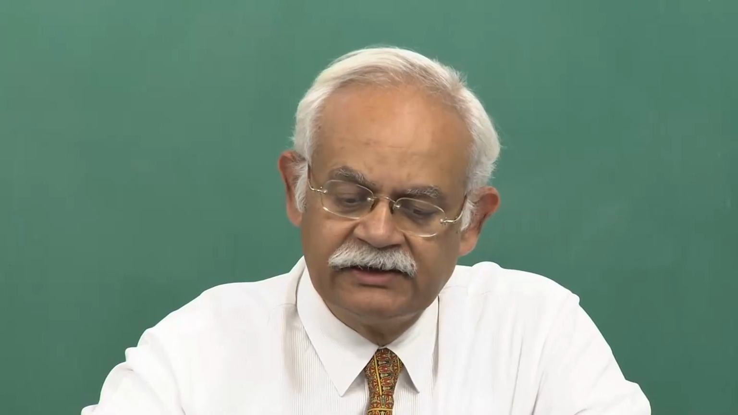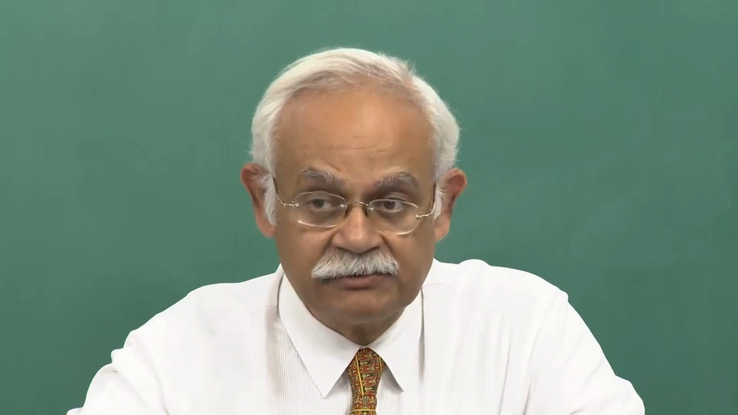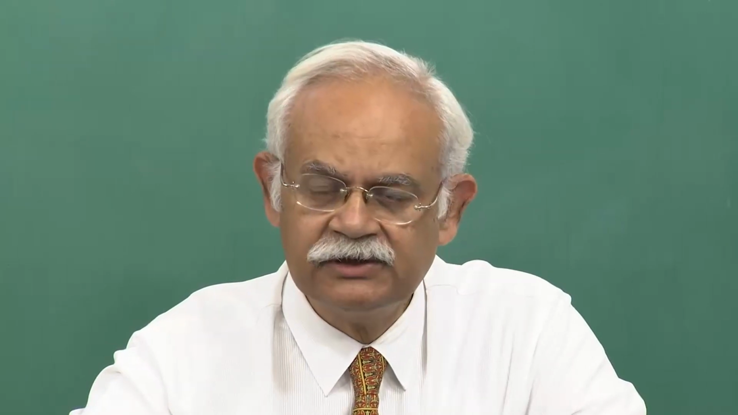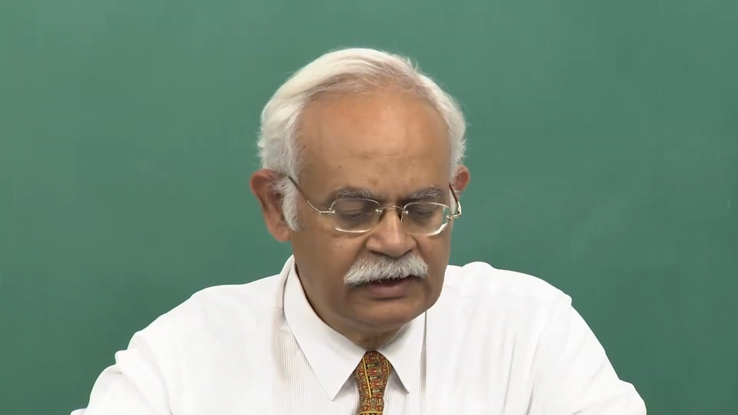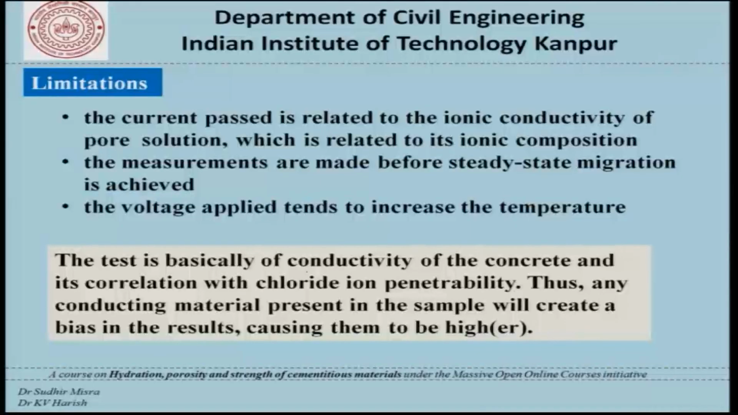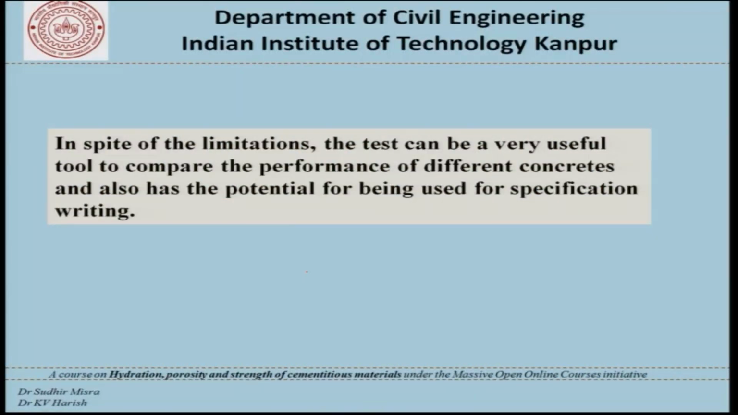The voltage applied tends to increase the temperature, and therefore, if for some reason excessive heating is observed, the test needs to be stopped. The test is basically of conductivity of the concrete and its correlation with chloride ion permeability. Thus, any conducting material present in the sample will create a bias in the results, causing them to be higher. Having said all this, the test serves a very useful purpose, and that is, it can be a very useful tool to compare the performance of different concretes, and also has the potential for being used for specification writing.